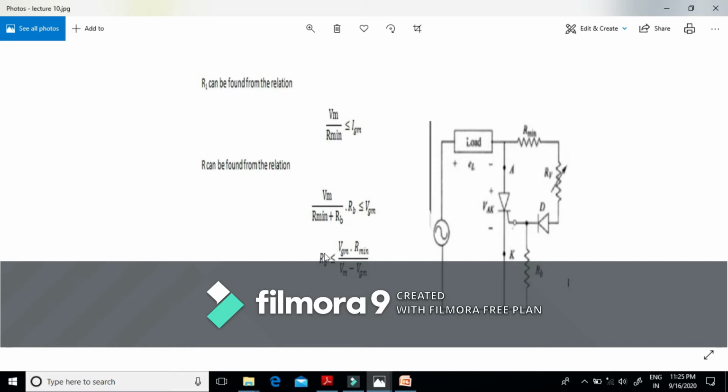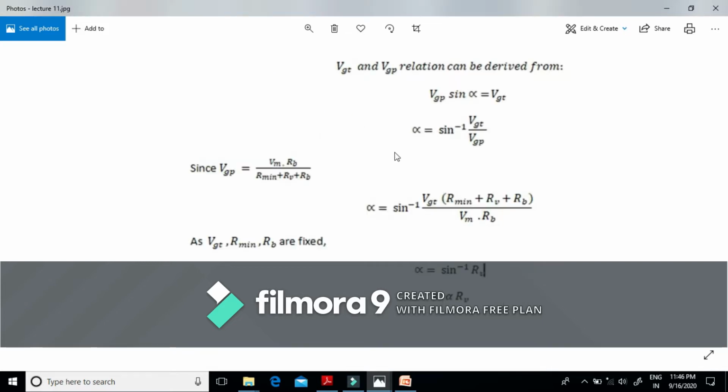Or we can calculate the value of RB from this, that is RB should be less or equal to VGM into R minimum divided by Vm minus VGM. The relationship between peak gate voltage, that is VGP, and the gate trigger voltage can be derived: VGP sine alpha is equal to VGT, or alpha is equal to sine inverse of VGT upon VGP.